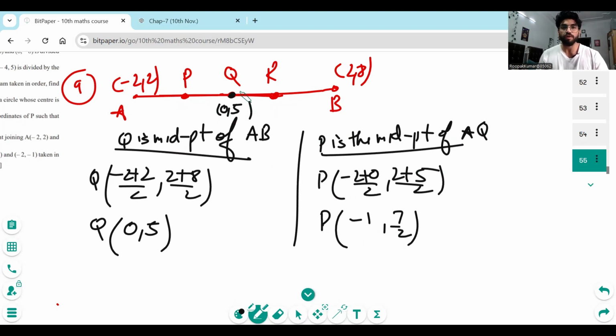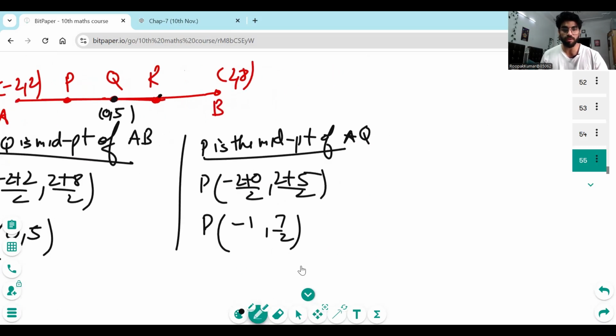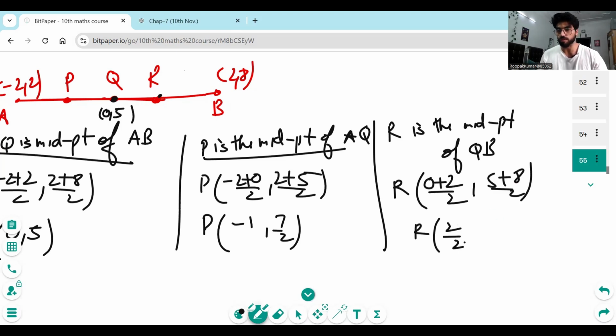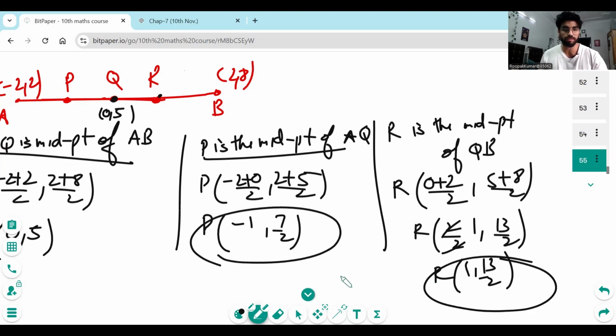So if I go for the R point, this is the midpoint of QB or BQ, whatever you like to call it. R is the midpoint of QB. If we look at QB, we have to find R. So (0 + 2)/2 and (5 + 8)/2. We'll get 0 plus 2 is 2 by 2, which is 1, and 13 by 2. So (1, 13/2) are the coordinates, and these are the answers.